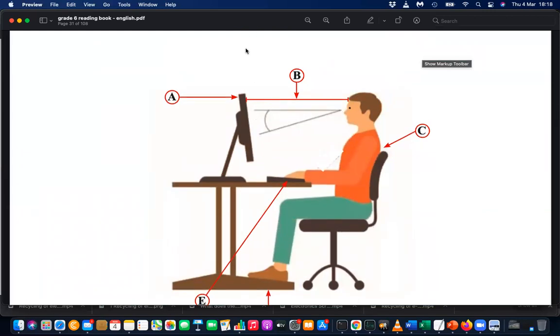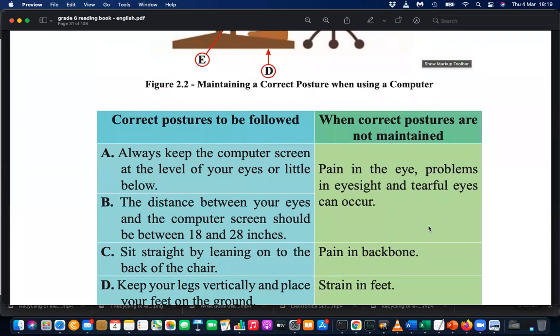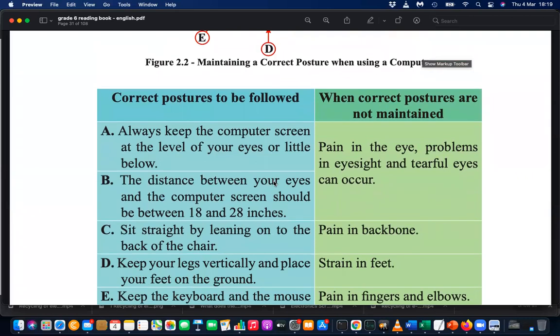Not far, not more, right? Maybe just a few centimeters, 1 or 2 centimeters below eye level. Why? Because if you maintain that, it will not give you eye pain, eyesight issues, or tearful eyes. And in addition to this, when looking at the screen, I said one thing.